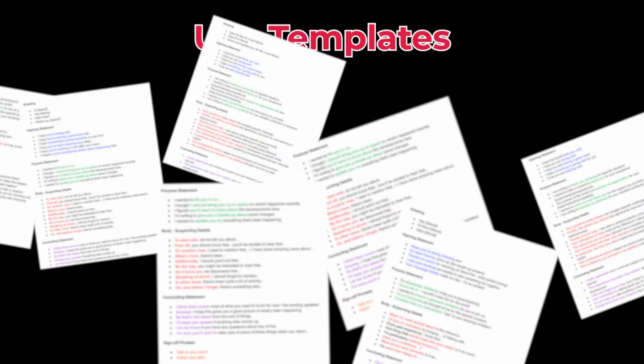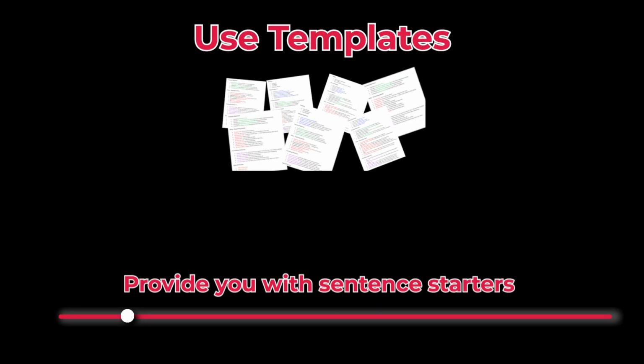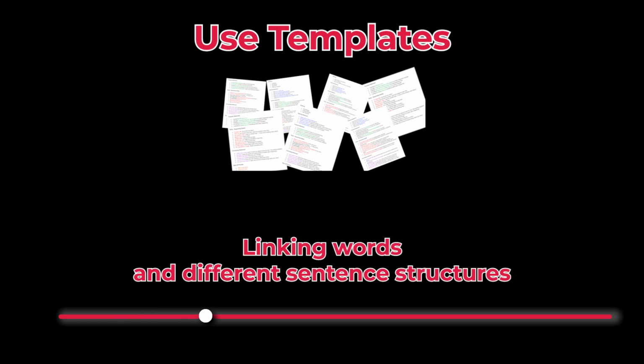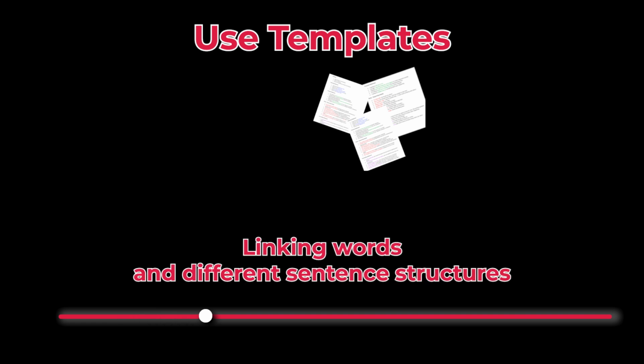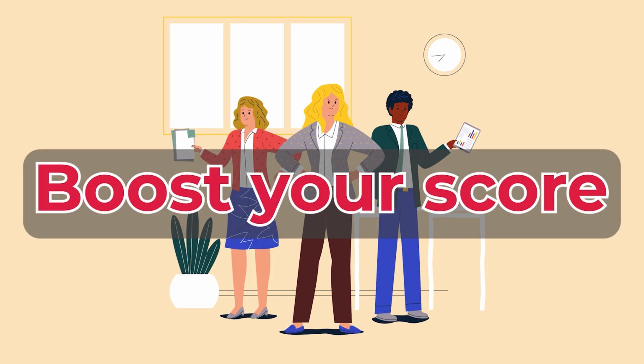To ensure you use a variety of linking words and advanced language, I highly recommend using templates. Templates provide you with sentence starters that work for every email in CELPIP Writing Task 1. They include plenty of linking words and different sentence structures, so you can show the CELPIP examiners that you know how to write complex sentences. So templates can help you boost your score.